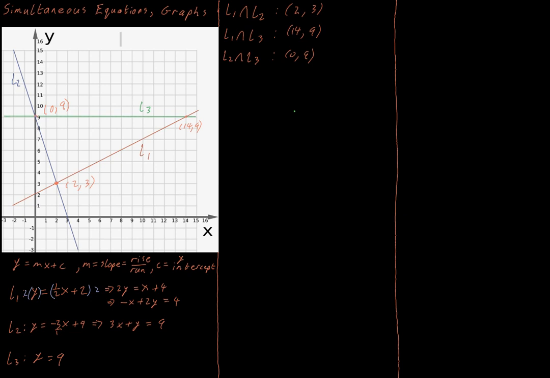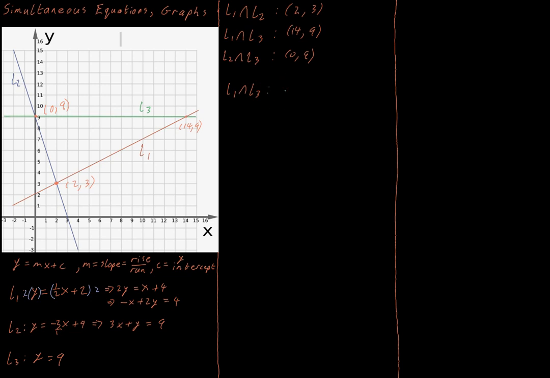Now let's put this into practice. We're going to start off with the easier ones, the unusual one, and then we're going to do a more normal simultaneous equation to finish off. So we're going to do L1 intersection L3. So we have L1 and L3 is what we're going to start off with for doing the algebraic method of this. This was our visual work. Now we're going to have a look at the algebra version.